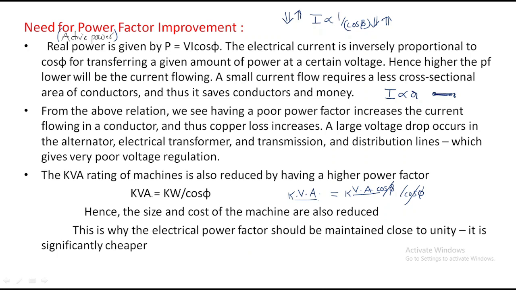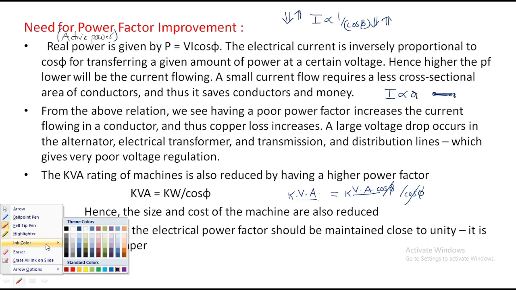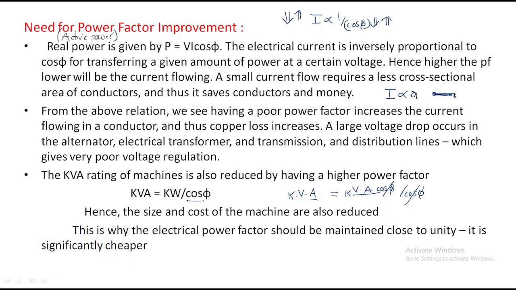Here, the kVA rating of any machine is inversely proportional to the power factor. If the power factor reduces, the kVA rating will increase, and that causes damage. When the rating increases, the size and cost of the machine also increase. When the rating decreases, the size and cost of the machine also reduce.